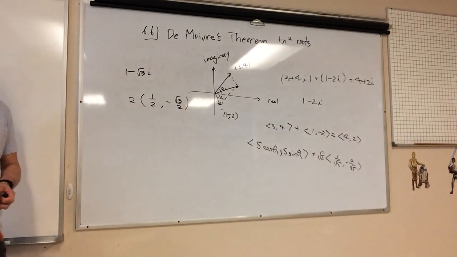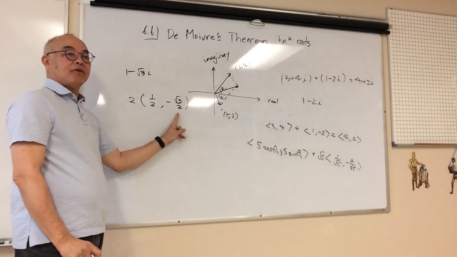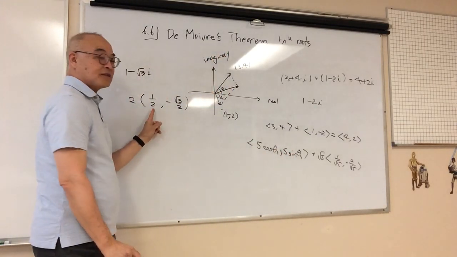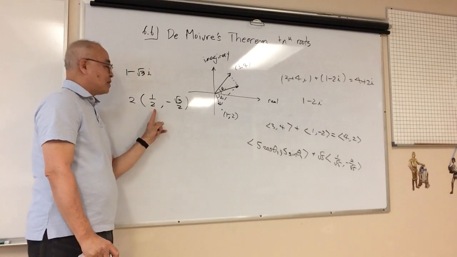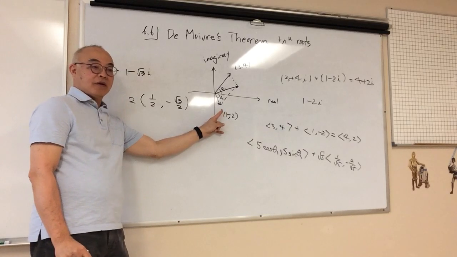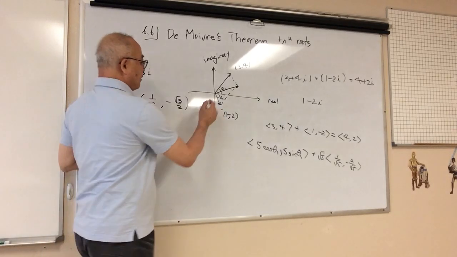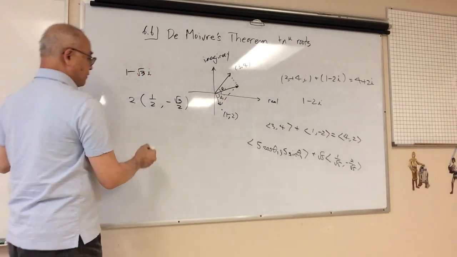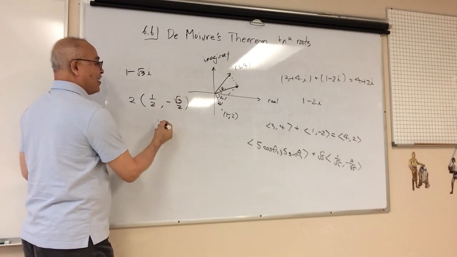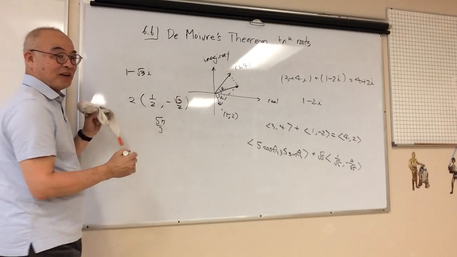So I need an angle that gives me a cosine value of this and a sine value of this, right? So I basically have to be in the 4th quadrant, which I am, because this is positive and this is negative, right? So what's my angle? 5 pi over 3. You're thinking the right way. It's 5 pi over 3.